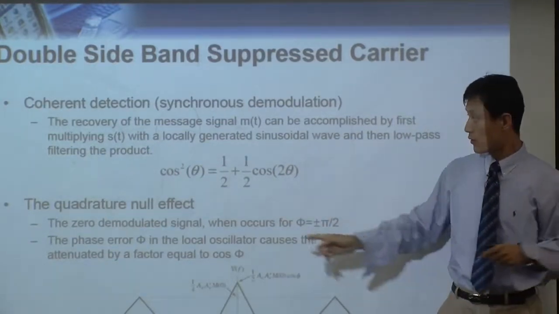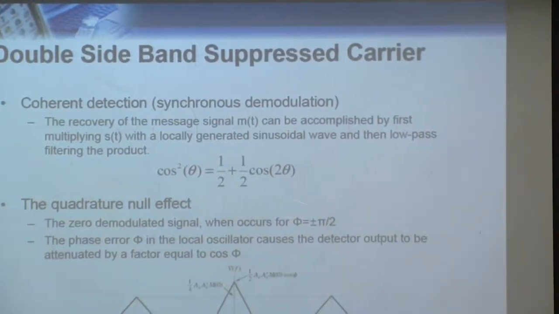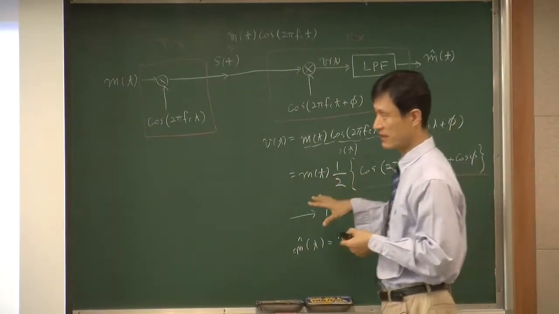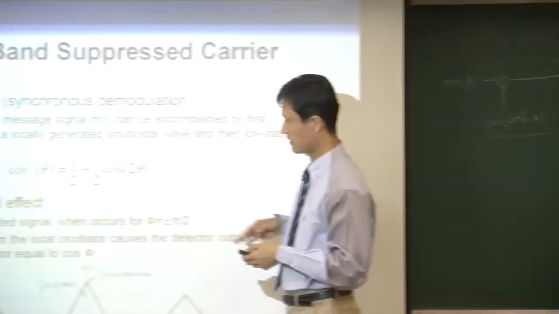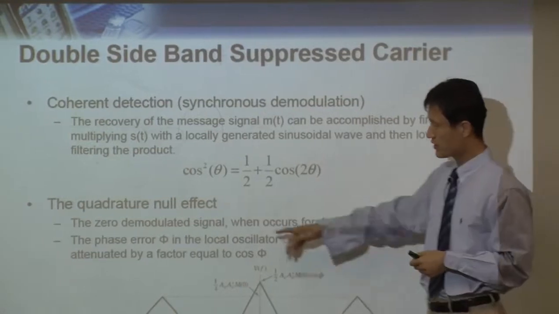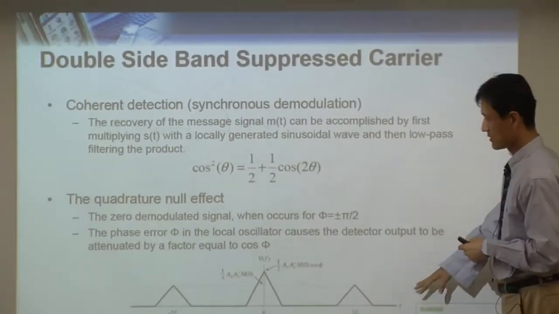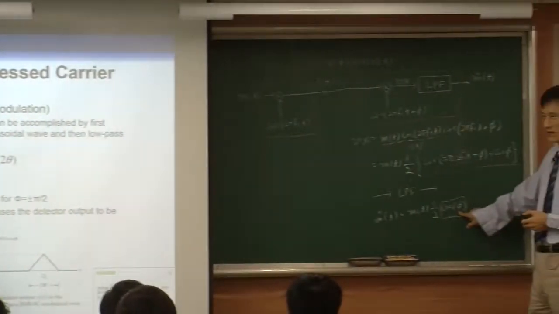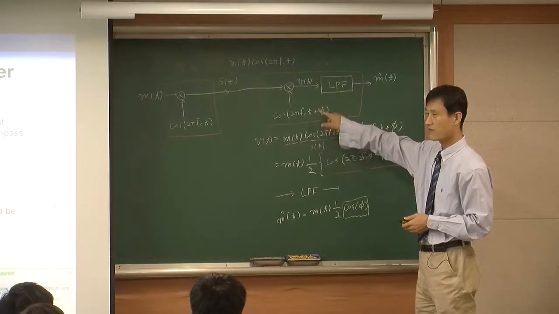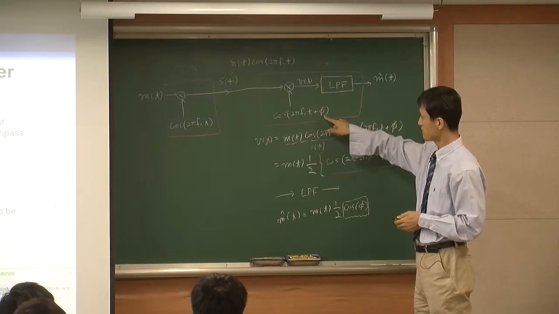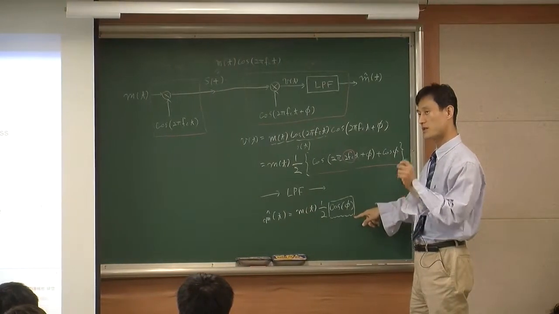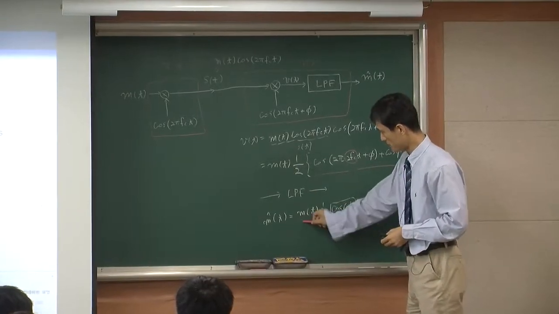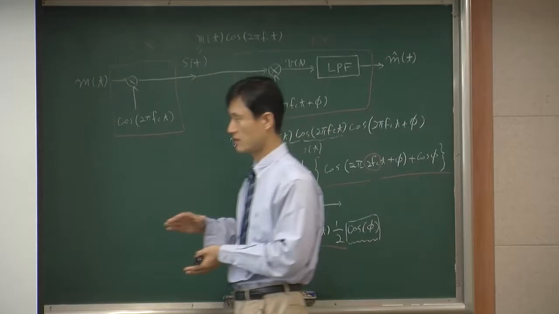And remember here, we already used this identity, right? Cosine square is this one. We already used some kind of identity like this, so remember it. And right here, you see the quadrature null effect, right? What does quadrature null effect basically mean? Depending on phi, what was phi? Phi is the phase mismatch. Depending on the phase mismatch, sometimes your output becomes 0, or sometimes your output is maximum, or sometimes a smaller value. So that's what it is.